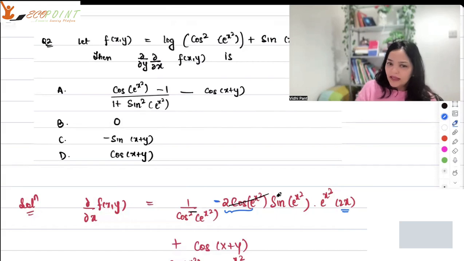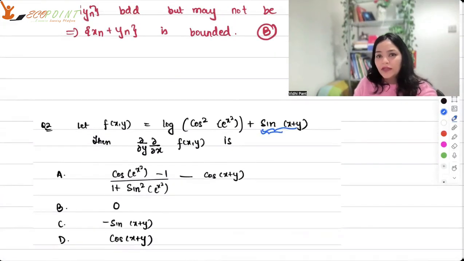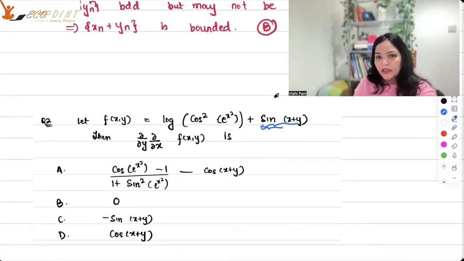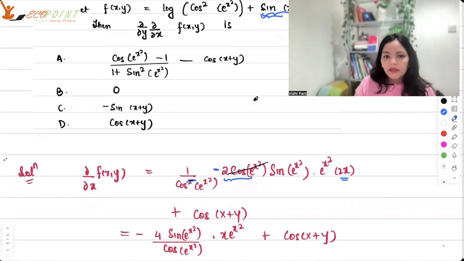Now cos ex square will get cancelled. One of the powers in the denominator will get cancelled. Now you also have sine x plus y. Okay, so sine x plus y also will get differentiated and you'll have cos x plus y there. Then if you look into the scenario, you have 2 and 2 getting multiplied. So minus 4 sine ex square into x ex square upon cos ex square plus cos x plus y.